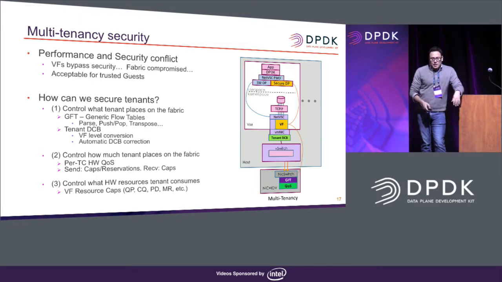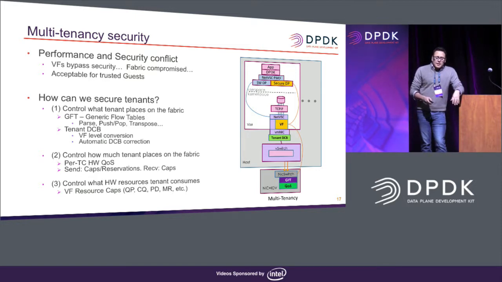The second part to securing tenants is really controlling how much they place on the fabric. So again, these are QoS policies applied on a per VF basis in terms of rate limiting the bandwidth for egress, reservations for egress, and caps for ingress. We'd love to do caps, we'd love to do reservations for ingress, but that's a pretty tough problem to solve.